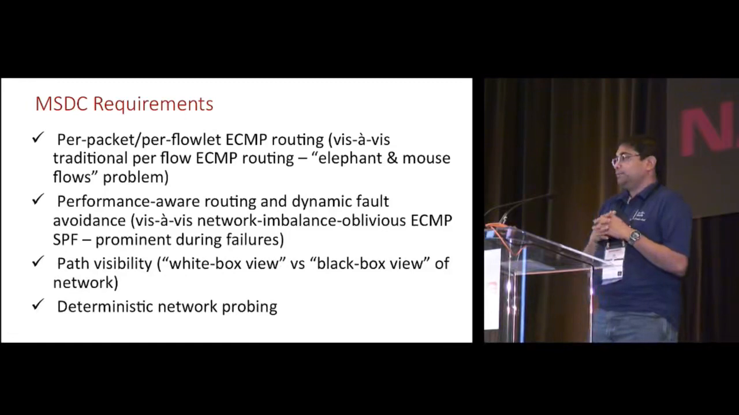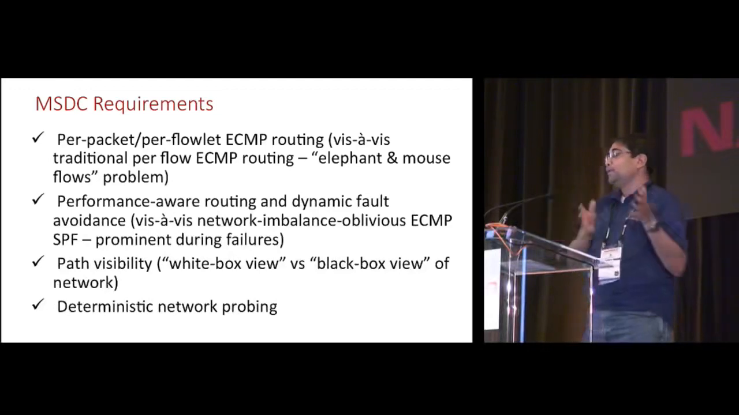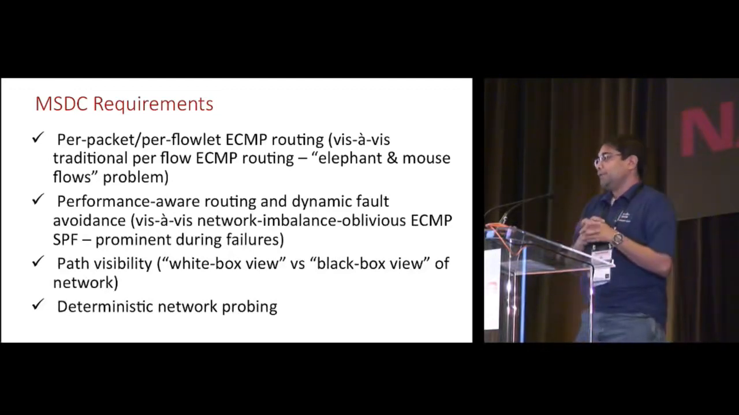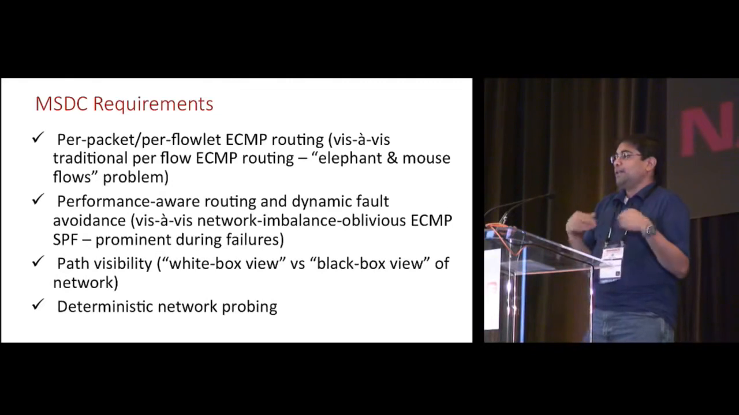And then the third one is basically the generic problem statement. You have a very black box view of the network if you know only about the source and the destination. But we want to know more granular details about the exact path which we want to traverse from source to destination. So we want a white box view of the network. And then, of course, that also enables you to do deterministic network probing.